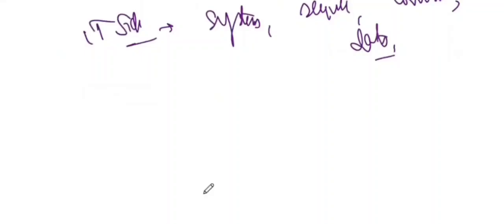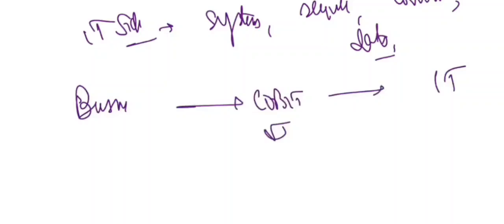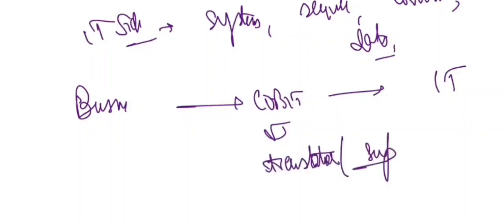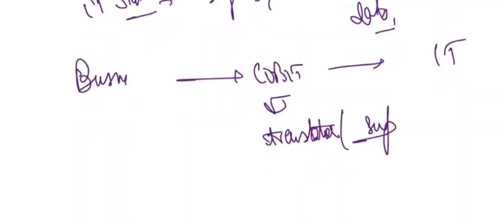Both sides don't speak the same language. So COBIT acts like a translator and supervisor. On one side we have business, on the other side we have IT, and in between COBIT helps both sides work together. It tells an organization how to govern IT, how to manage IT, how to make sure IT supports the business goal, how to measure performance, and how to optimize risk versus value. That is why COBIT is used worldwide. It ensures that IT is not just running, but running with purpose.